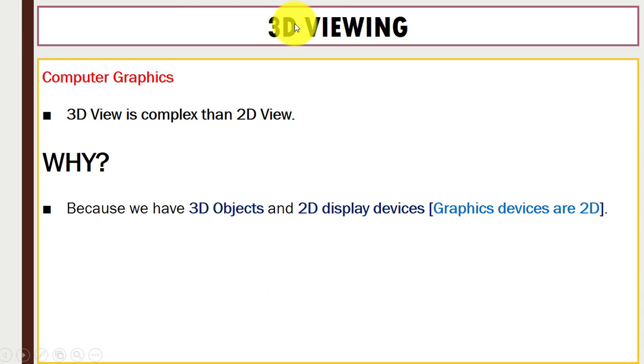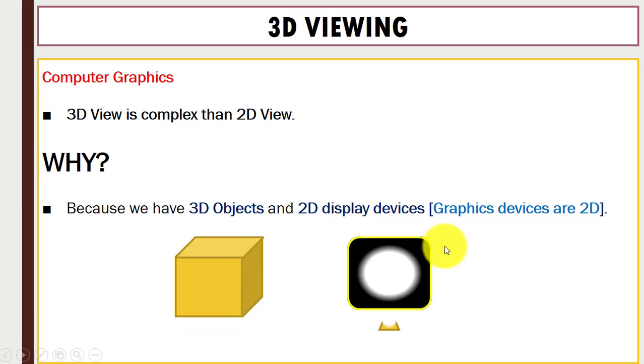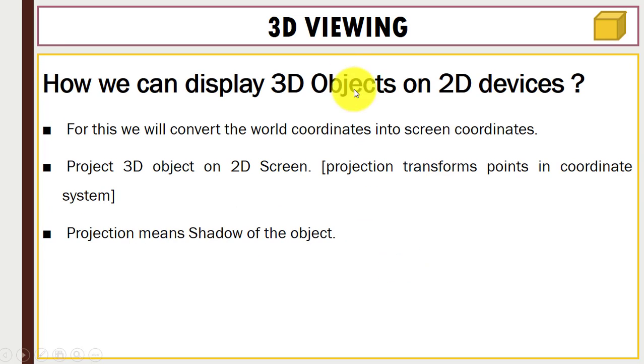Hello, in this video you will learn about 3D view and projection. 3D view is complex as compared to 2D view. Why? Because in 3D we have 3D objects and two-dimensional devices. That is, the graphic devices we are using here for the display of the 3D objects is two-dimensional. So the problem is here we have 3D objects and a 2D display device. So the next question is how we can display 3D objects on two-dimensional devices.